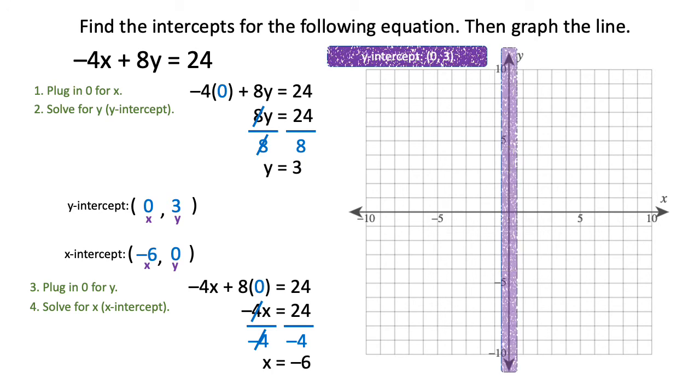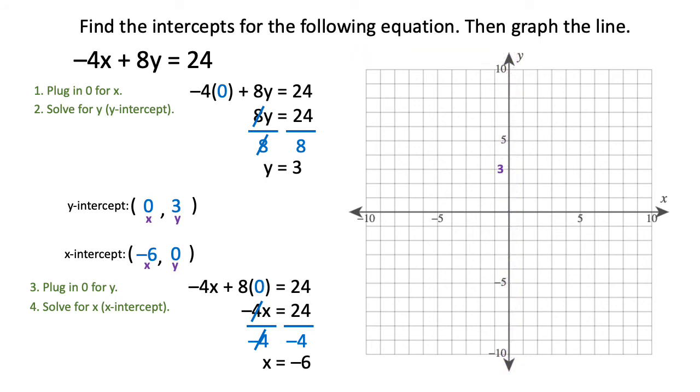Now let's place these on the graph. So first we're going to think about that y-intercept, 0, 3. Remember that it's a value for y. It's going to be on the y-axis. So we're going to look at the y-axis and determine where 3 is. 3 is just under the 5. 3 steps up from the origin, and that's where the 0, 3 point is. So we're going to put that point there.